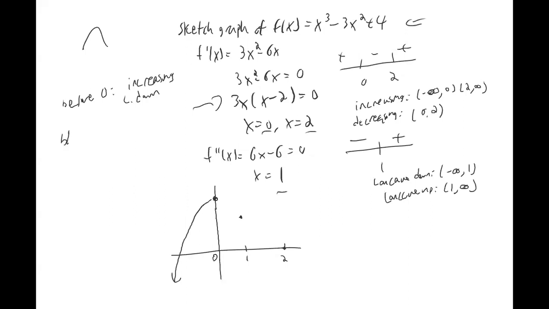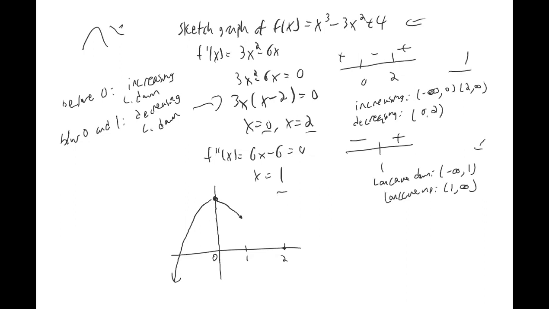Now you do the same thing between 0 and 1. Am I increasing or decreasing? Look here. I'm actually decreasing. Agree? And if you look here, I'm still concave down, because concave down is negative infinity to 1, and I'm between 0 and 1. So I'm the other side of the frowny face, the right side. It looks something like this.